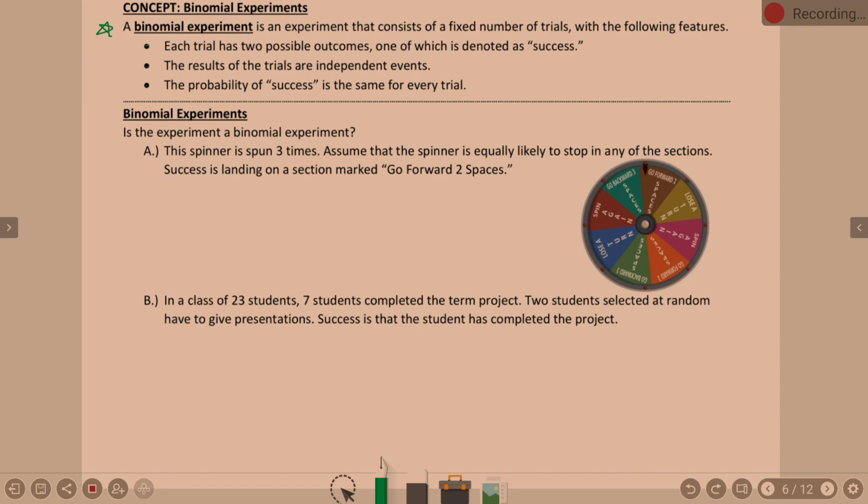So look at A. Is this experiment a binomial experiment? This spinner is spun 3 times. Assume that the spinner is equally likely to stop in any of the sections. Success is landing on a section marked go forward 2 spaces. So, first thing, we need to talk about, are there 2 possible outcomes?